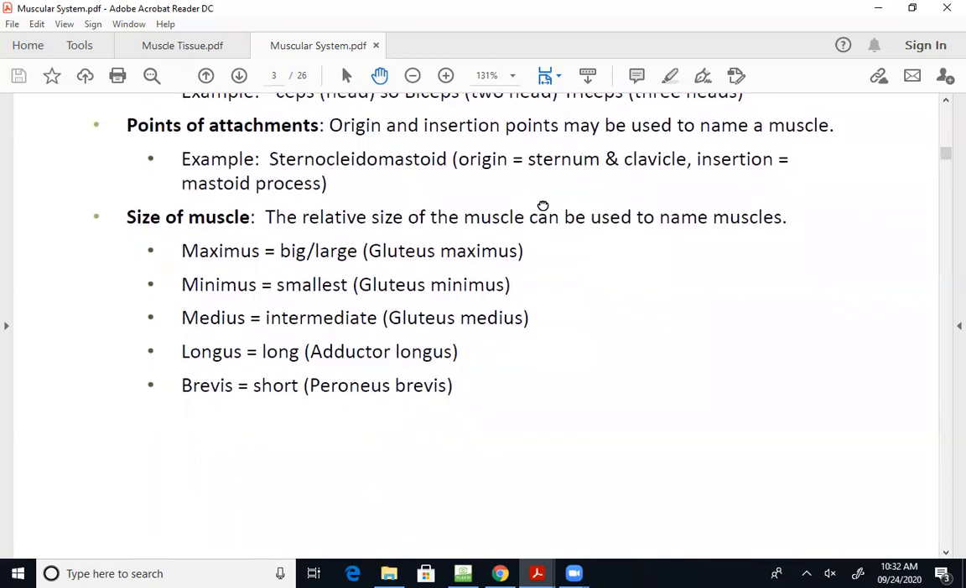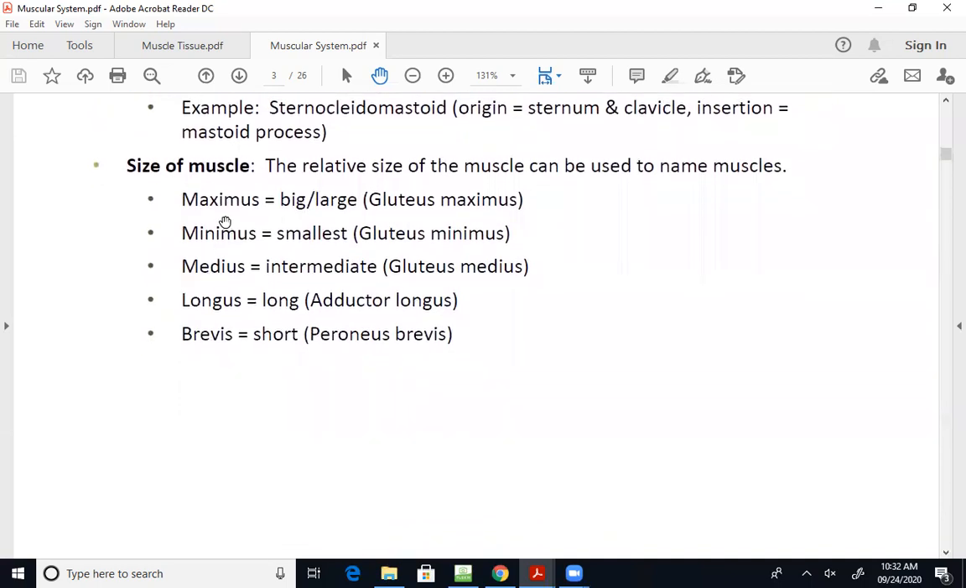Points of attachment can be used, like the sternocleidomastoid, which is attached to our sternum and clavicle, and the mastoid process behind our ear. And then the size of the muscle, where we use maximus for big or large, minimus for smallest, medius for intermediate, like your glute muscles. What are your glutes? Your butt muscles, there are three of those. Longus, pretty common sense, I would think, means long. Brevis, probably less common sense, would mean short.